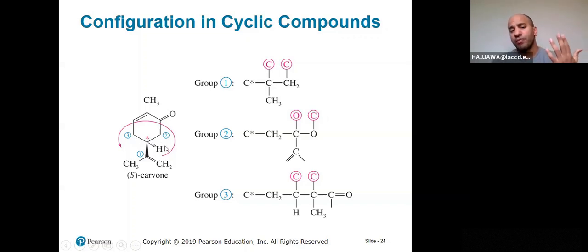So what's the rotation here? I have 1, 2, so you need to cross 4, not 3. So this is counterclockwise, 4th group away, so that's an S configuration. S configuration. How can I make this an R configuration?